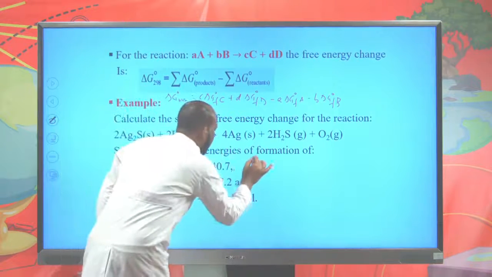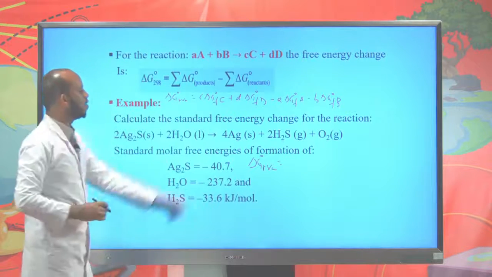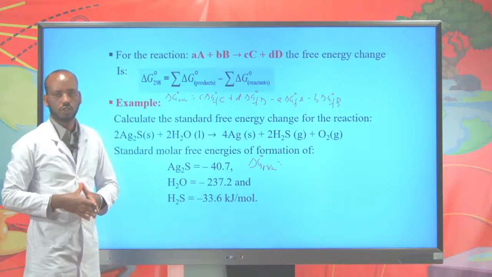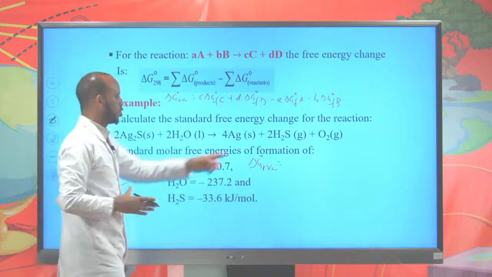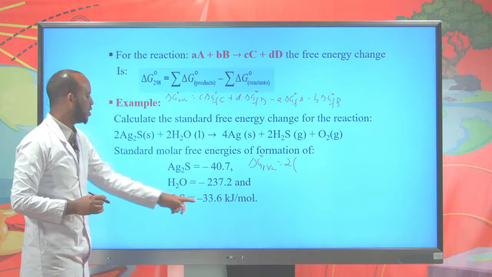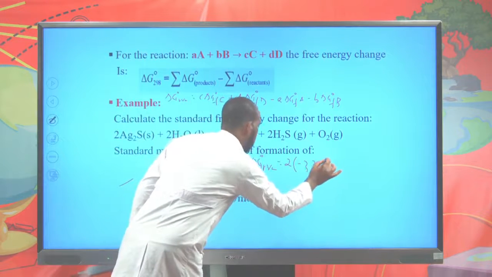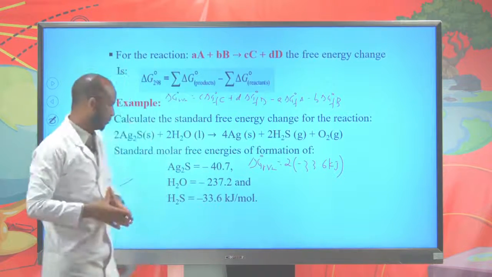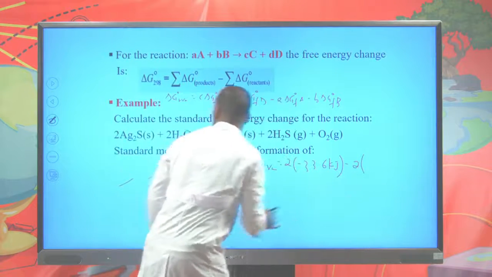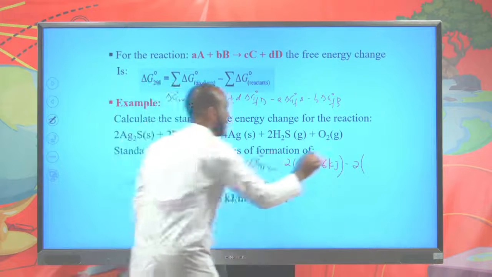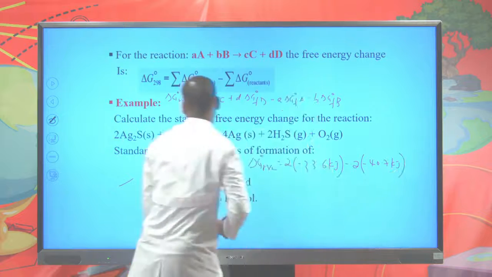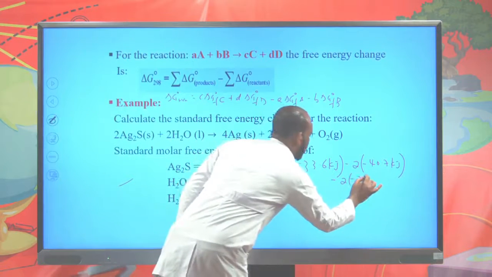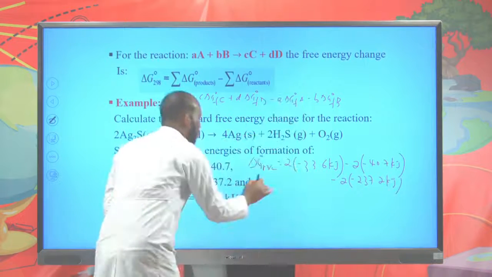Now, delta G naught of the reaction equals 4 times delta G naught formation of silver, which is 0, because the standard Gibbs free energy change of an element is 0, plus 2 times delta G naught formation of hydrogen sulfide, which is minus 33.6 kilojoule, plus 1 times delta G naught formation of oxygen, which is 0, minus 2 times delta G naught formation of silver sulfide, which is minus 40.7 kilojoule, minus 2 times delta G naught formation of water, which is minus 237.2 kilojoule. Now this is delta G naught of the reaction.